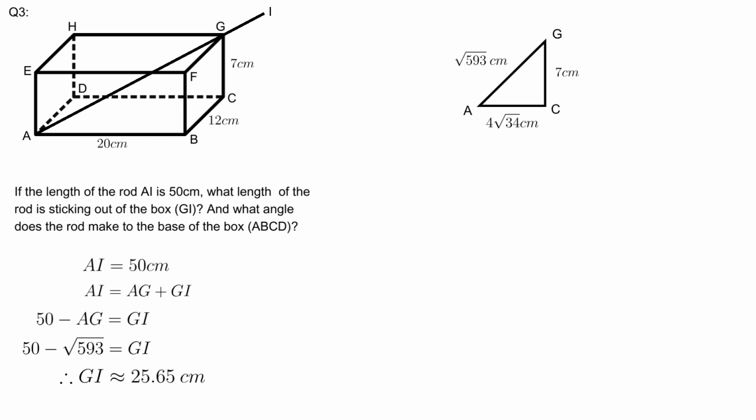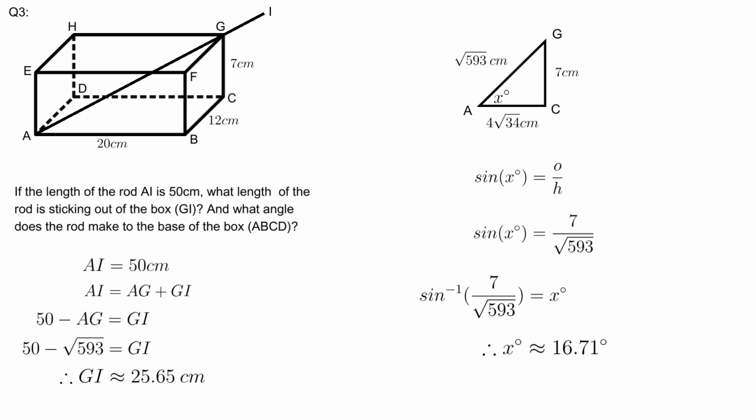same triangle ACG. Because we have all 3 lengths of this right angle triangle, we can use the sine, cosine, or tangent functions. I'm going to use the sine function. The opposite side of angle X is 7, and the hypotenuse is the square root of 593. If the angle is the unknown variable, press Shift-Sin on your calculator and put your fraction into the function like so. This will swap out the angle and the fraction. Your value for x will then be 16.71 degrees, rounded off to 2 decimals.